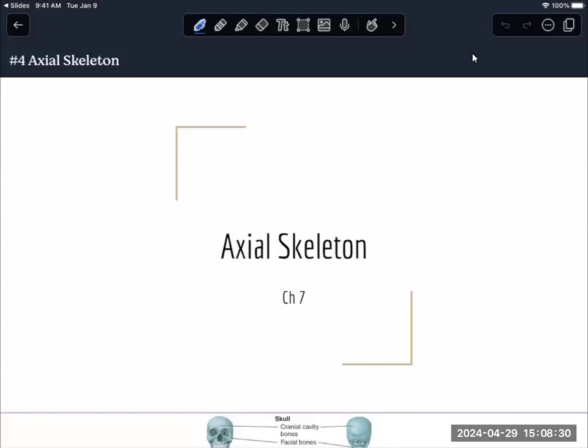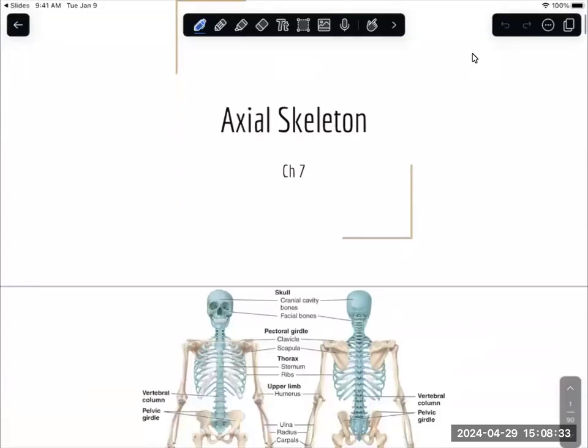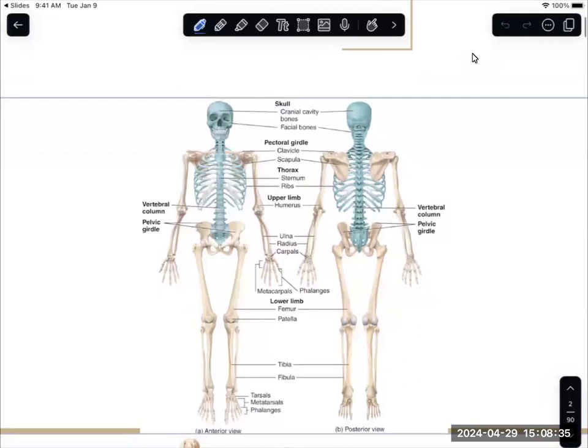This is the axial skeleton. The axial skeleton is everything highlighted here in blue. So it's your skull, your spine, your rib cage, and your sternum, the breastbone here. The appendicular skeleton, which will be Lab 5, is your arms and your legs, and what attaches your arms and your legs to your trunk.